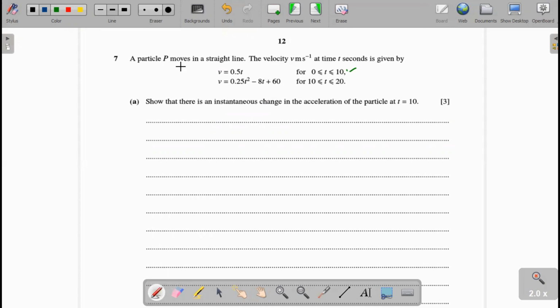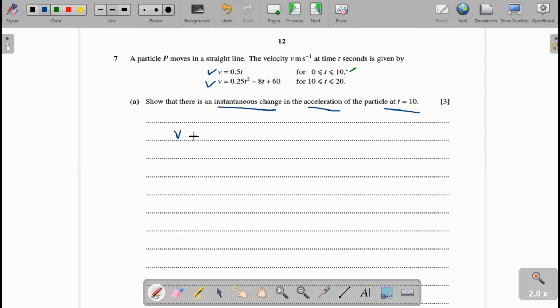If particle P moves in a straight line, the velocity at time t seconds is given by v equal to 0.5t and v equal to 0.25t square minus 8t plus 60. Show that there is an instantaneous change in acceleration for the particle at t equal to 10. Firstly, we find the acceleration for the first equation and then the second equation. To find the acceleration, we take the derivative on both sides of this equation.